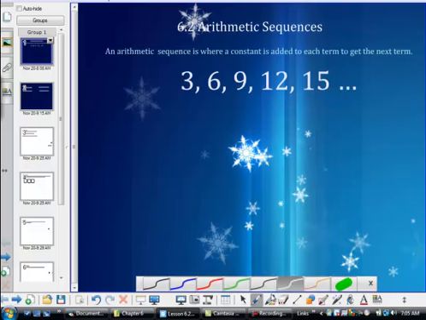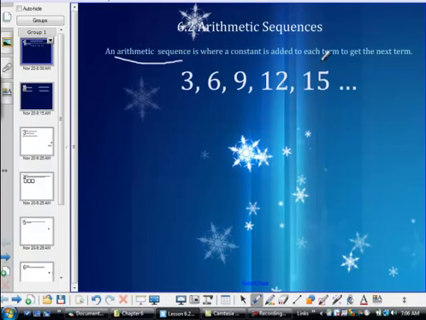All right, we're continuing our sequences, and today we're looking at arithmetic sequences. An arithmetic sequence is where a constant is added to each term to get to the next term. All right, so we got a simple one down here. What did I add to 3 to get to 6? 3. And so I'm just going to go through my sequence and make sure that that works for every given possibility that I see. And yes, I see that if I added 3 to each term, I would get the next term.